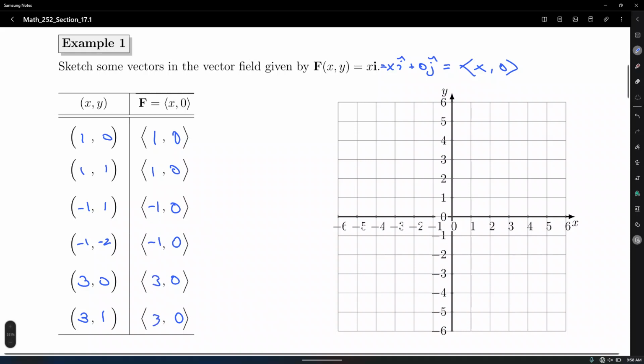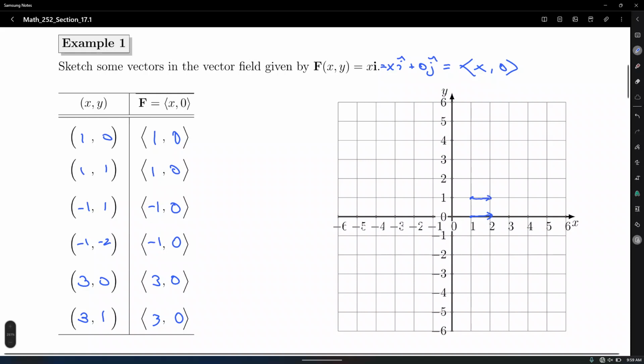All right? How about we plot these vectors and see if we can see a pattern? So for the vector <1, 0> at the top, I'm going to go to the point (1, 0), and from there I'll start. That's going to be my initial point, and from there I'm going to plot the vector <1, 0>. That's the vector at that point. Let's go to the point (1, 1). What vector do we have at the point (1, 1)? The same, <1, 0>, right?